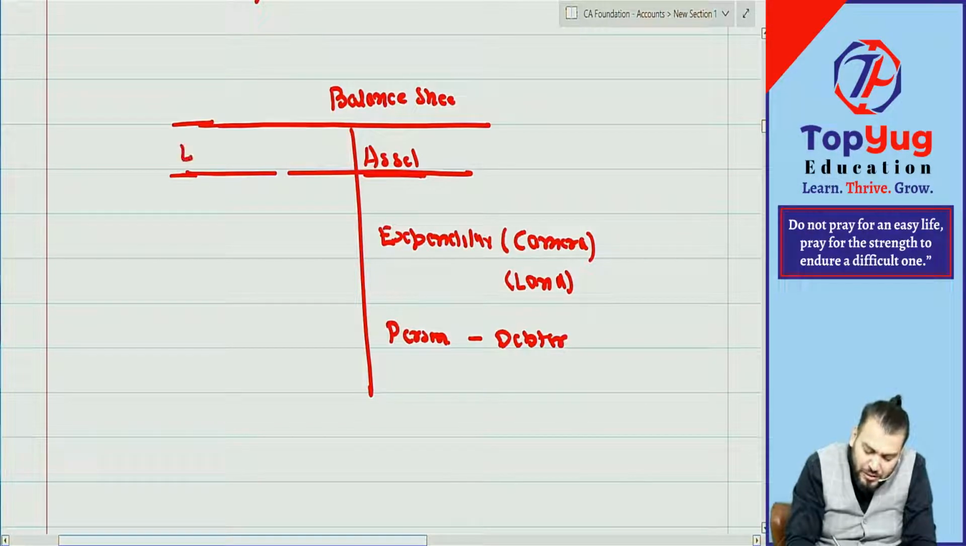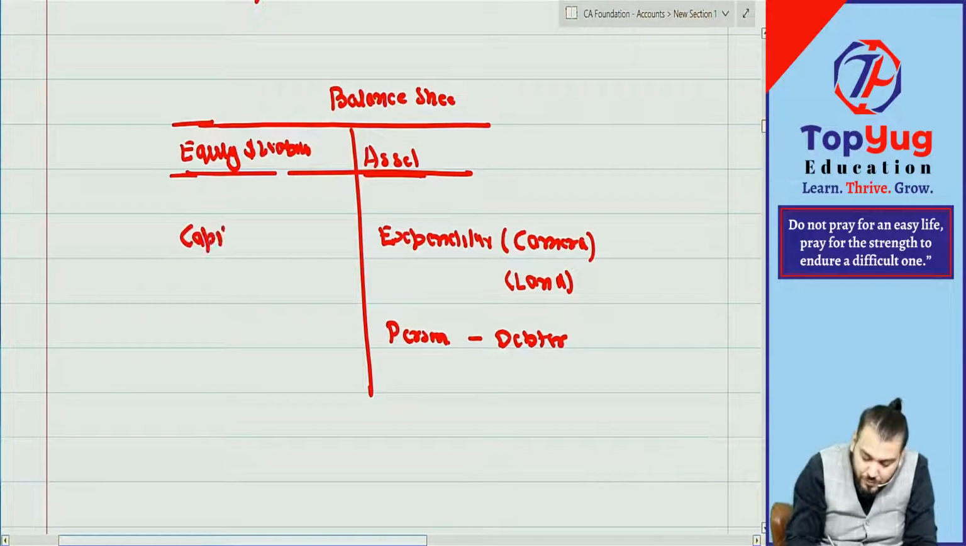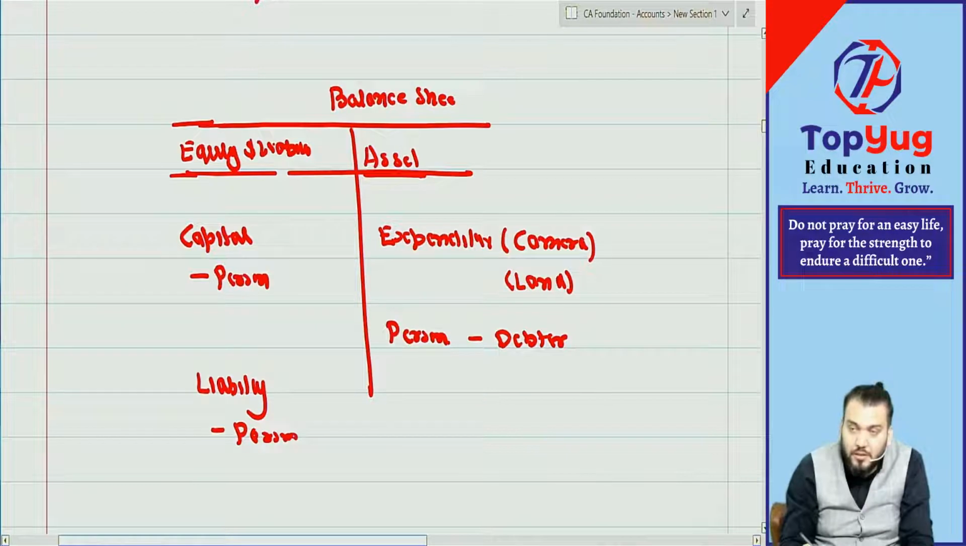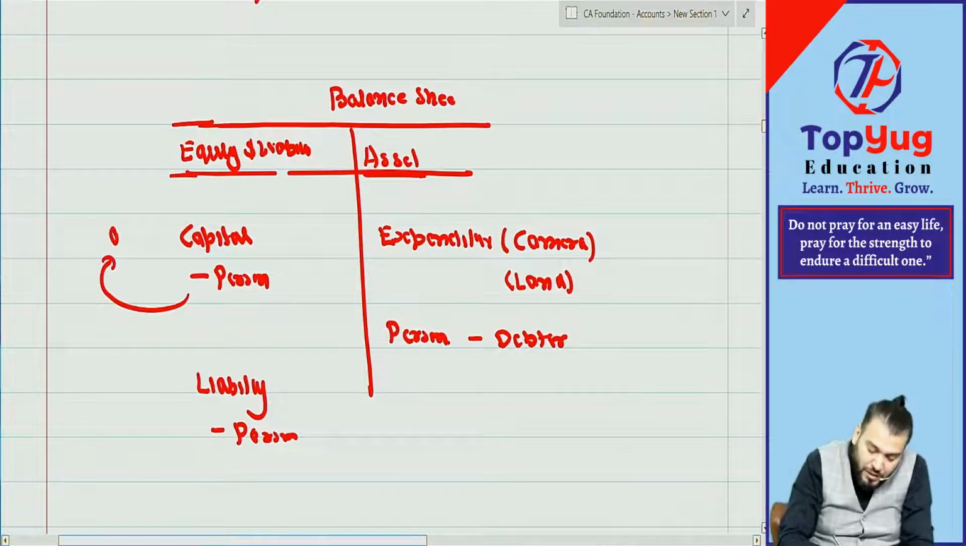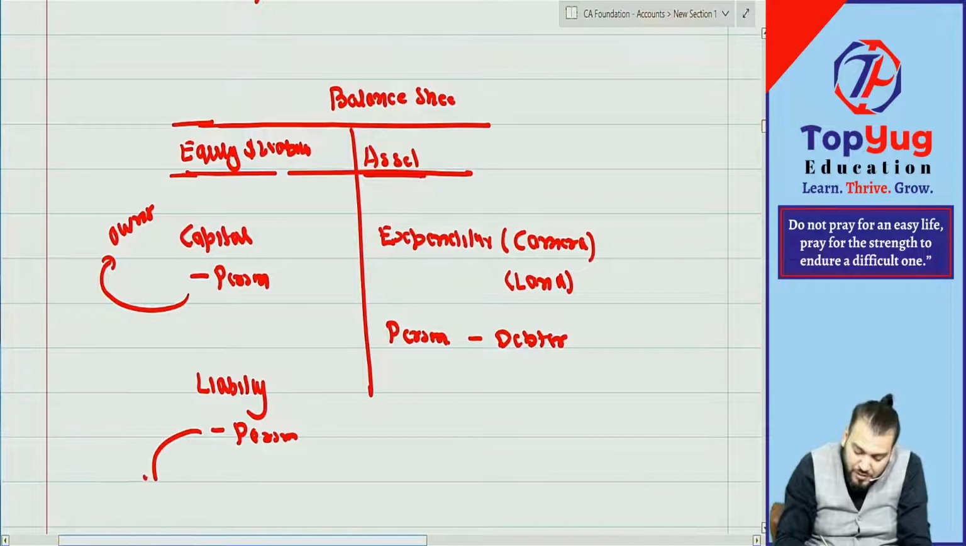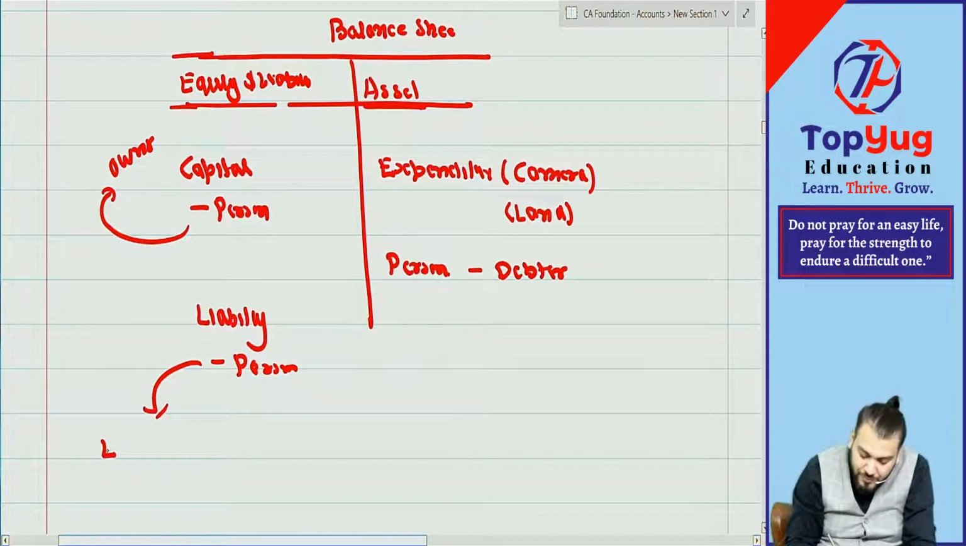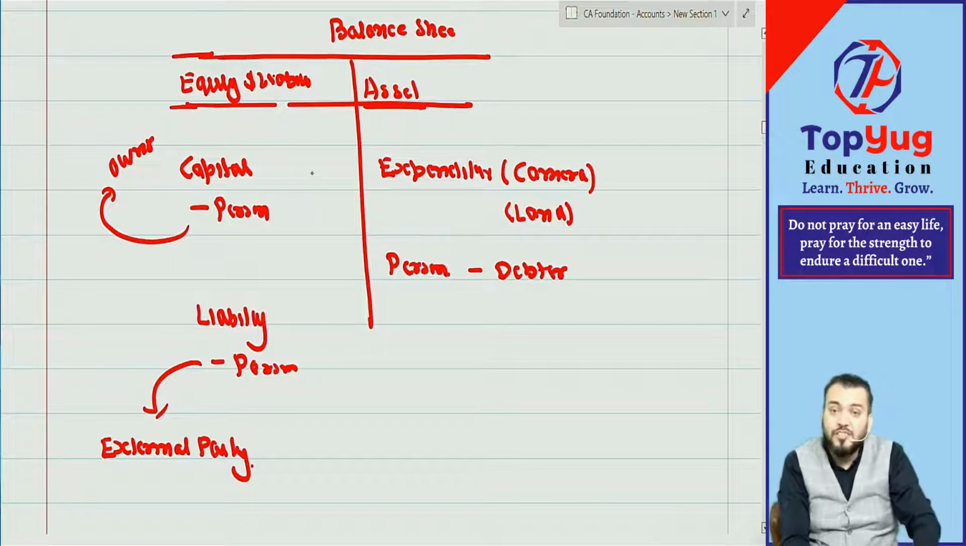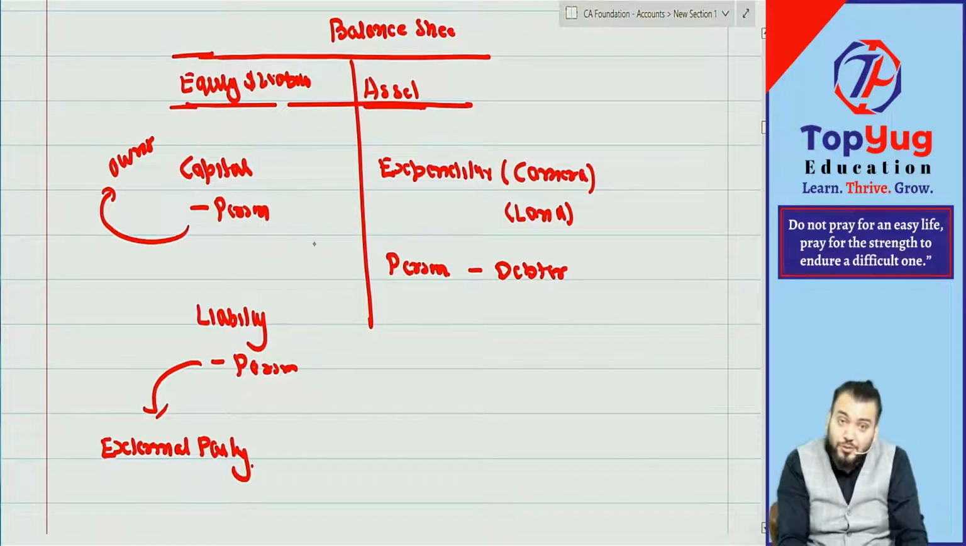On this side, actually, we should call it equity and liability. So we write down capital plus liability. This capital is also a person, and this liability is also a person. But this person is the owner of the business, and this person is an external party. So any amount which is payable by this business to the owner is what?